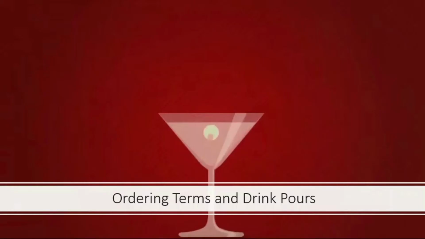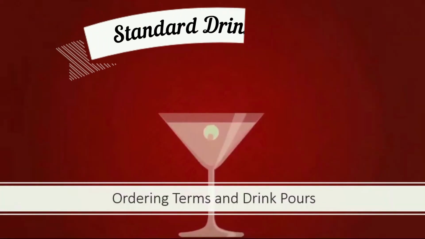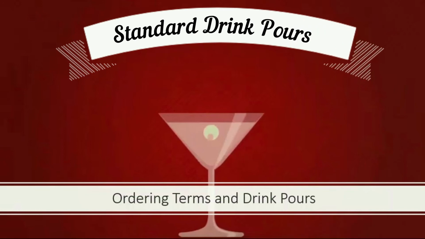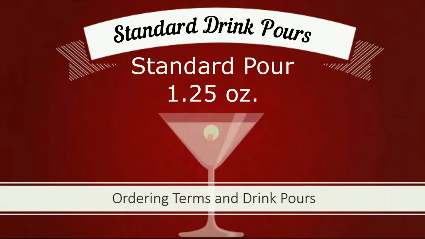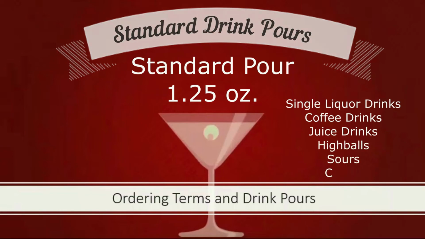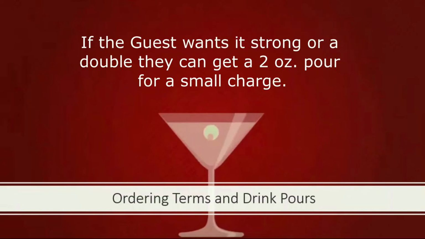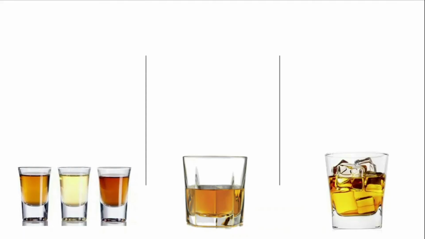Okay, that was a quick video, so let's just go over and review the standard liquor pours one more time for different kinds of drinks. The standard pour is 1.25 ounces of alcohol for single liquor mixed drinks, coffee drinks, juice drinks, highballs, sours, and Collins. If a guest wants it strong or orders a double, they can get a 2-ounce pour for a small charge. A shot of straight liquor, like a simple tequila, vodka, or rum shot, has 1.25 ounces of alcohol.